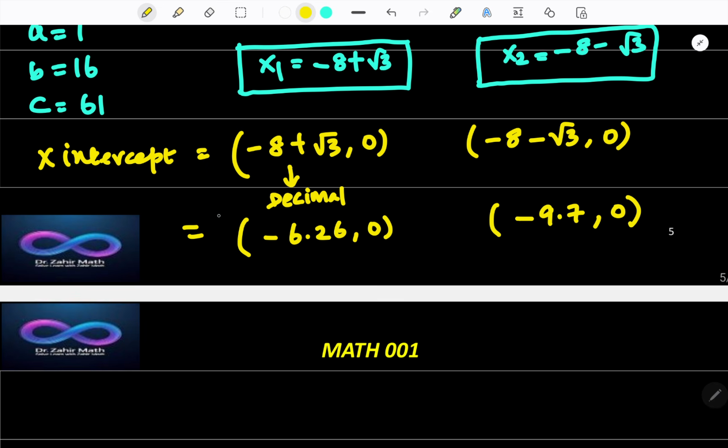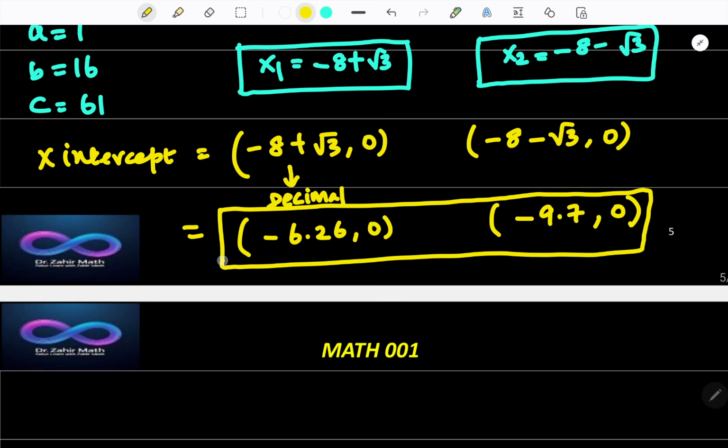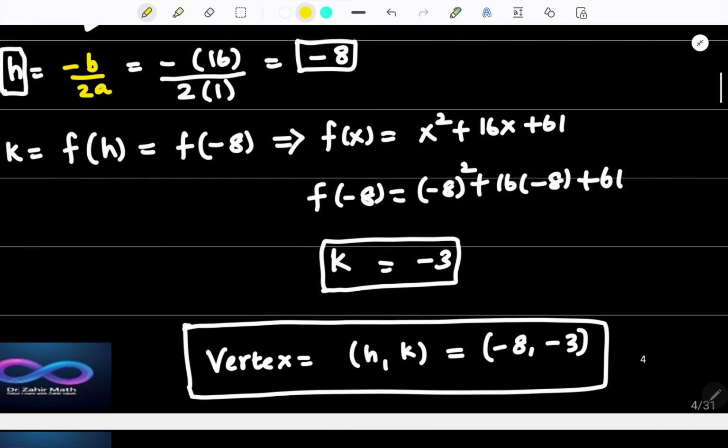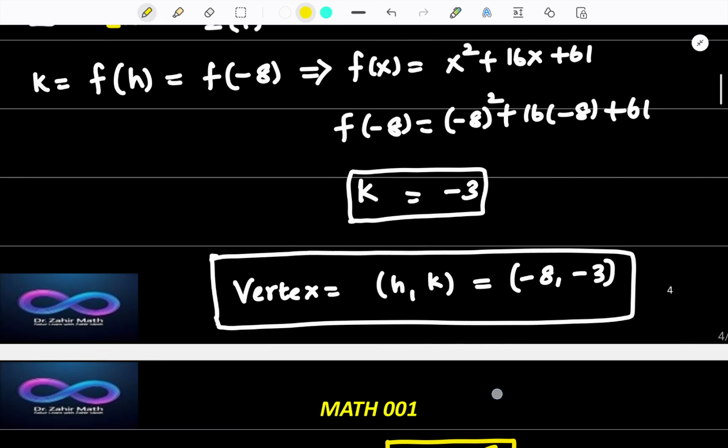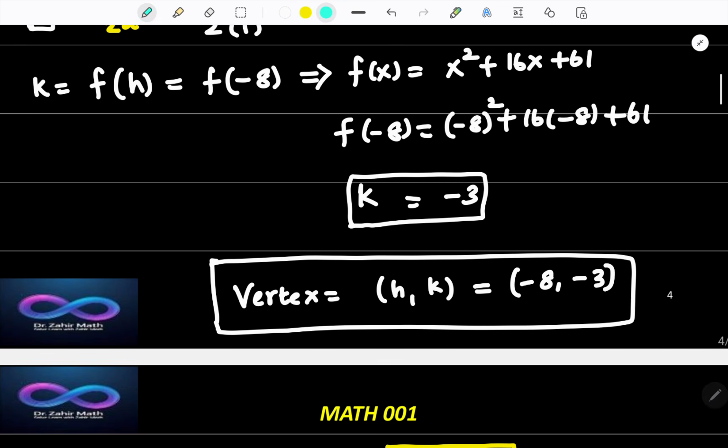So this is your x-intercept. Clear all of you? This is your x-intercept. Now we finished standard form, or not? No, we didn't write standard form. Sorry, we finished HK and the vertex, we wrote it. We didn't write standard form. Let me write standard form.